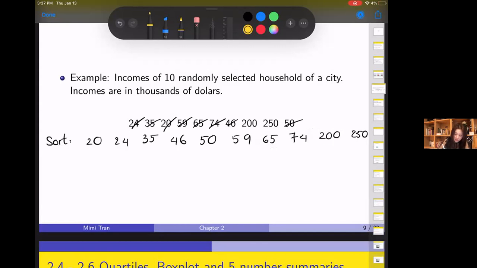Okay, so min and max is easy. That's min, and that's max. This data set is even, so the median is going to be the middle two. So the median is the 5th and 6th values. I'm going to call it Q2. The median is 50 plus 59, divided by 2, which is 54.5, so roughly $54,000.